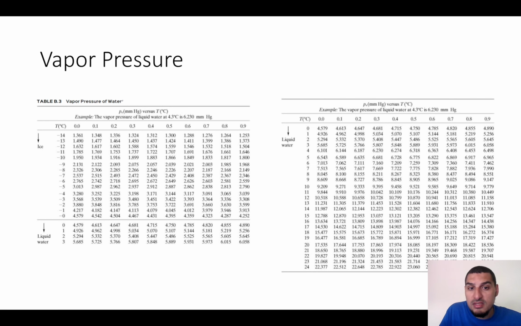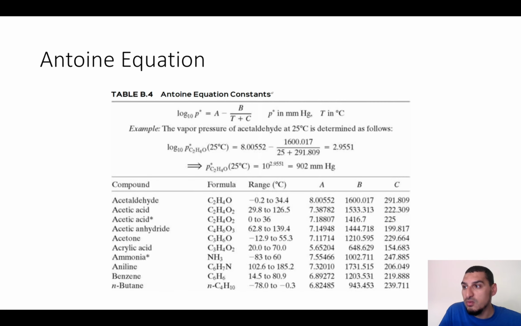If we have something that's not water, then we need to use the Antoine equation. For the Antoine equation, we already have tables. This is the equation that we saw: log of the vapor pressure equals A minus B over C plus T, where the pressure is in millimeters of mercury and T is in Celsius. So what we need to do is go to the table, look for the material we are interested in, pick the values of A, B, and C, plug them into the equation, put in the temperature, and then we can calculate the vapor pressure. Of course, in millimeters of mercury.